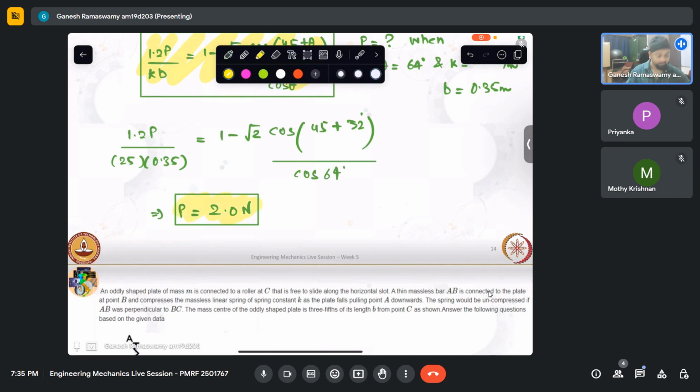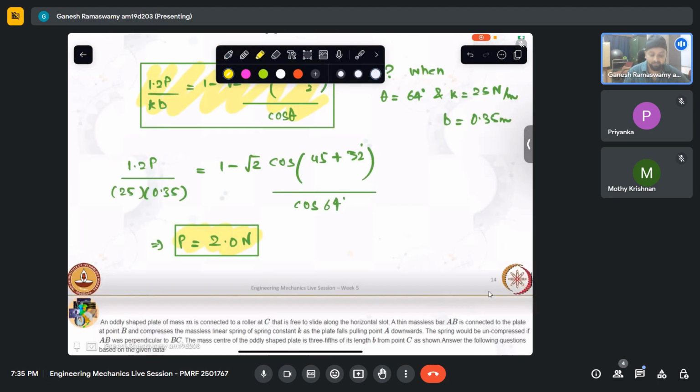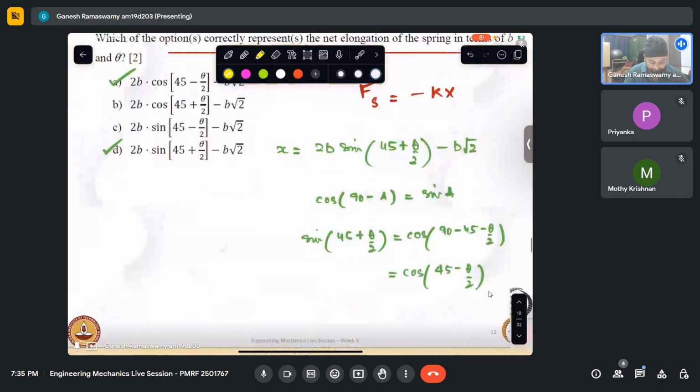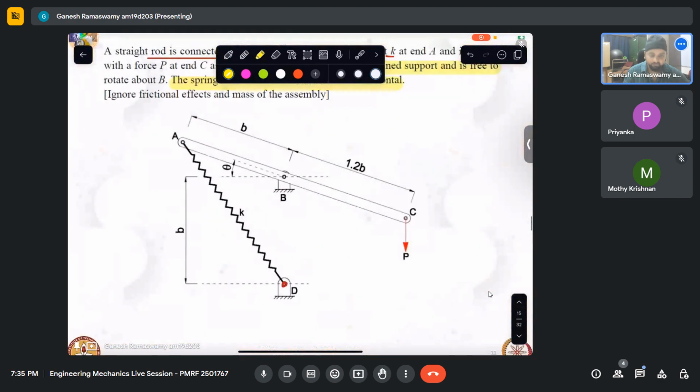What this tells us is, when we had a system like this, we had a system initially like this, where when theta was 0, the spring was like that and it was unstretched. Then we applied a force P to that system. We applied a force of 2 newtons to that system, where we knew K and we knew B, and it came to equilibrium at theta equal to 64 degrees. So this will be helpful for us to design mechanisms for one particular application in the broader scheme of things.